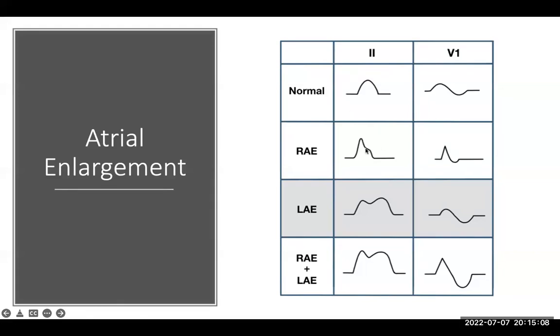In right atrial enlargement, the P wave in lead 2 becomes taller than 2 small boxes, while in V1, the first positive becomes more prominent. In left atrial enlargement, the P wave in lead 2 becomes broad and notched. While in V1, the negative deflection, which was representing the left atrium, becomes more prominent.